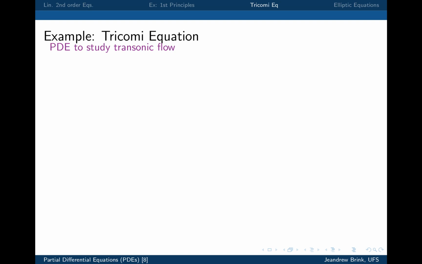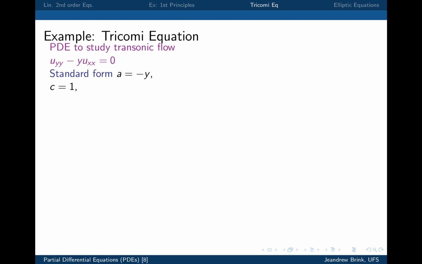As I said, it's used to study transonic flow. That's where you go through the sound barrier. And it's a very simple equation. Okay, so here you have u_yy minus y times u_xx, like almost a wave equation, but not quite. And so the first step, as we always do, is to put it in the standard or the canonical form.